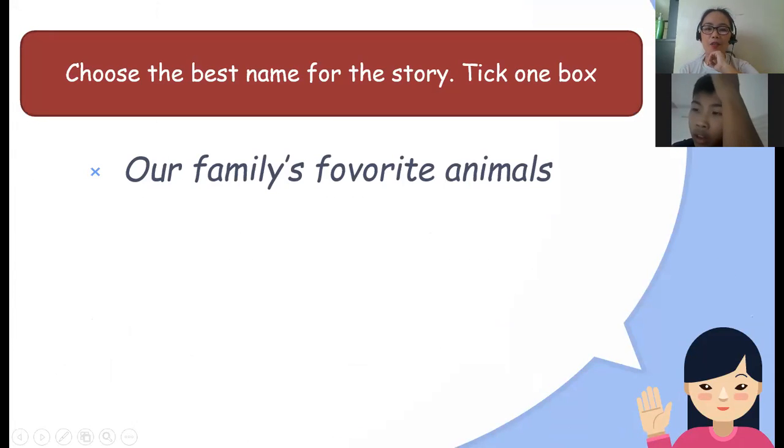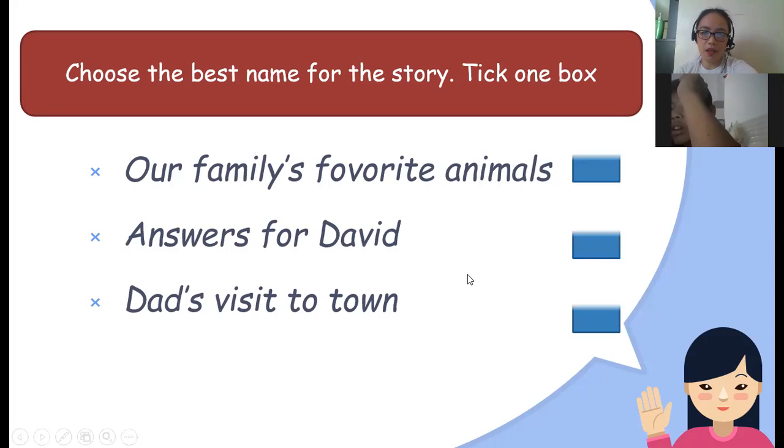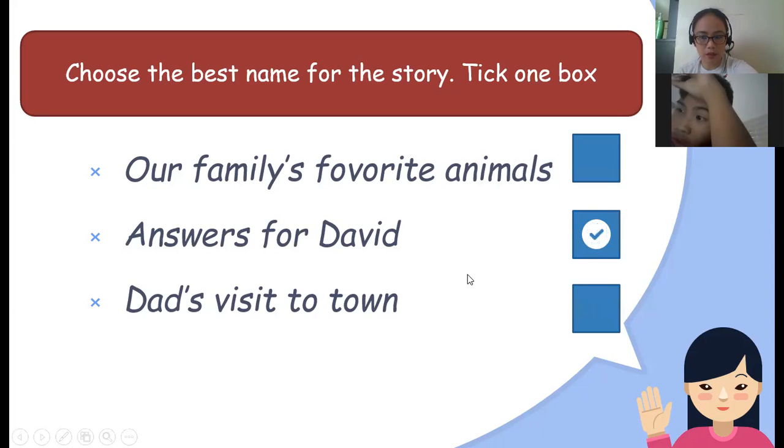Choose the best name for the story. Look in the box: our family's favorite animals, answers for David, dad's visit to town. You don't understand what you read. Wrong, right? So what do you think is the answer? Last visit to town. No, that's not the answer. Answers for David, I think. I told you.